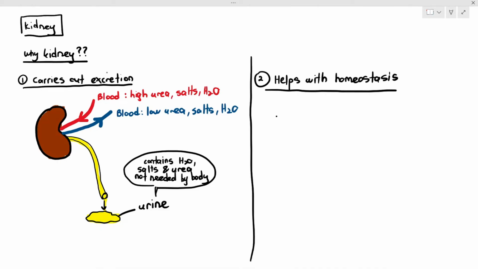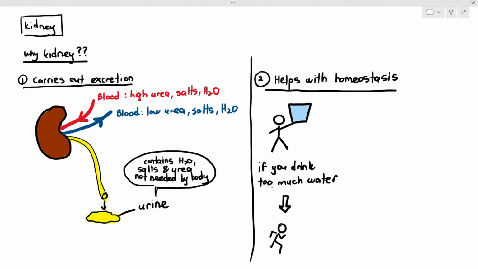What is homeostasis, by the way? Homeostasis is maintaining the optimal internal environment in your body. For example, if you drink too much water, a bucket of water that's so huge compared to the size of your body, that's not good. So the kidney produces more urine, so you will pee more, you will urinate more to remove that excess water from your body. So this returns the amount of water in your blood back to optimum conditions.